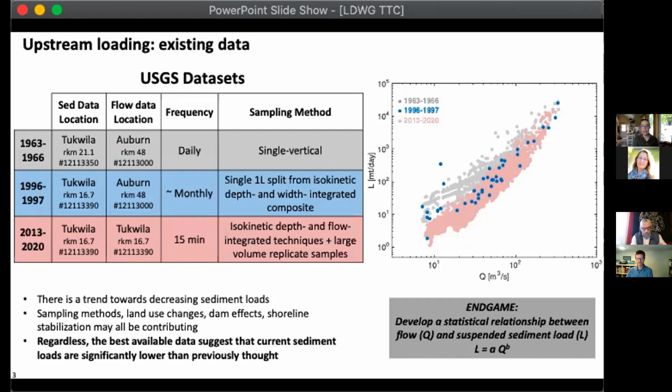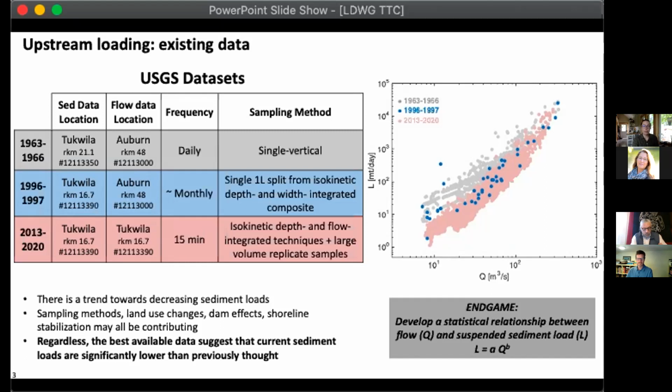But for all of you here, I think that the most important takeaway is actually that the best available data we have, which is 7 years of sampling from the USGS starting in 2013, suggests that the sediment loads entering the Duwamish for at least the past 10 years are quite a bit smaller than we previously thought.